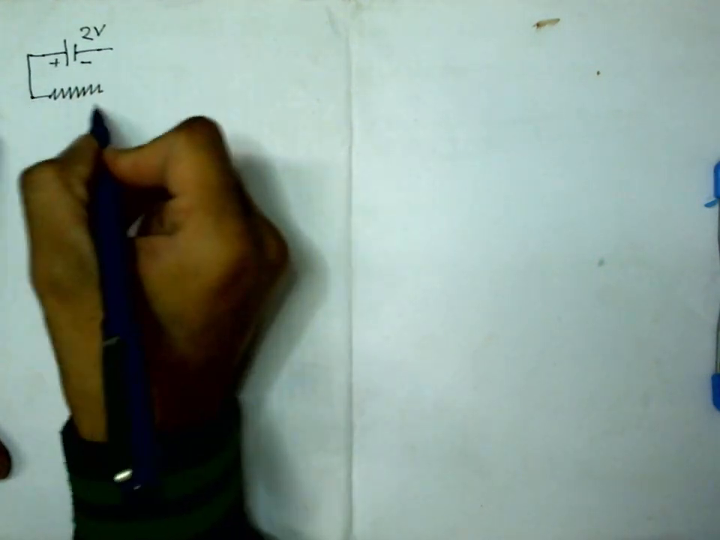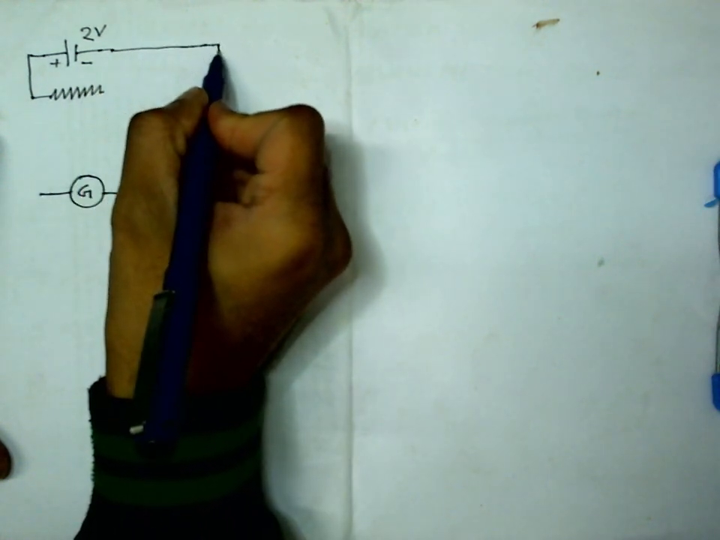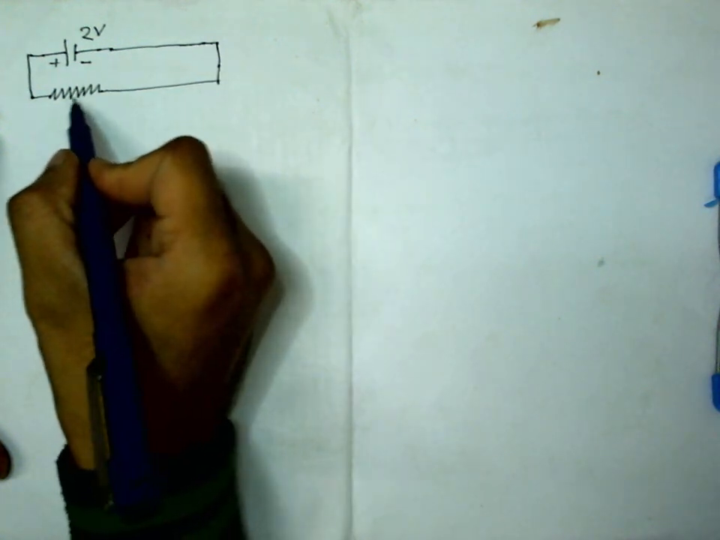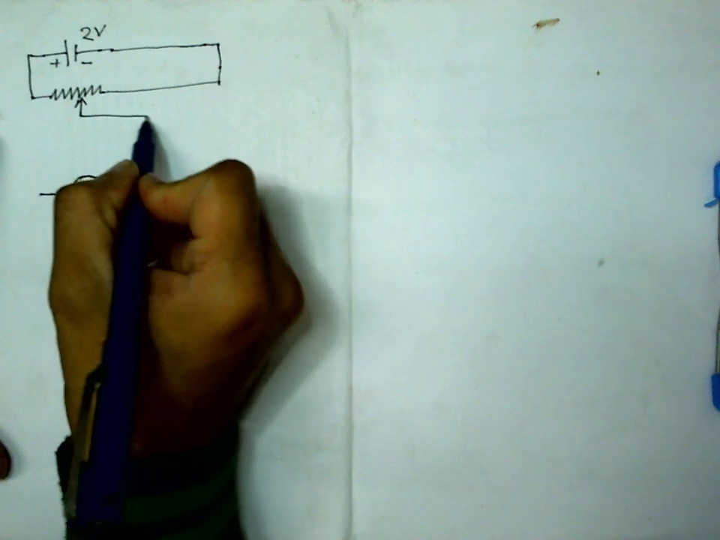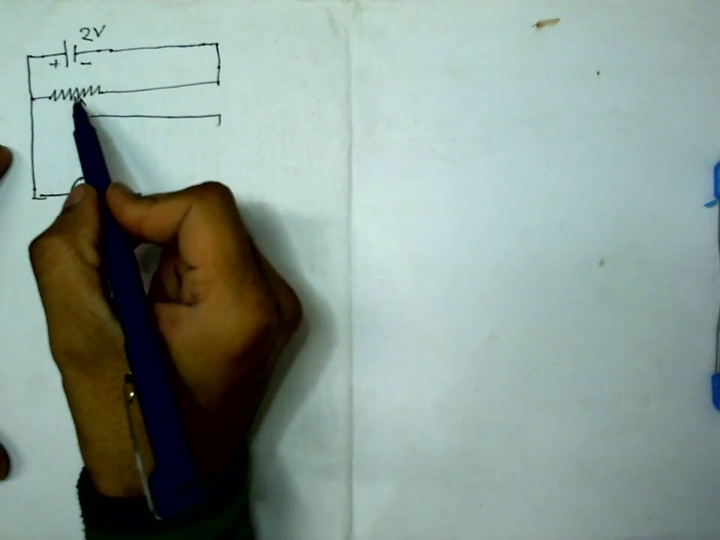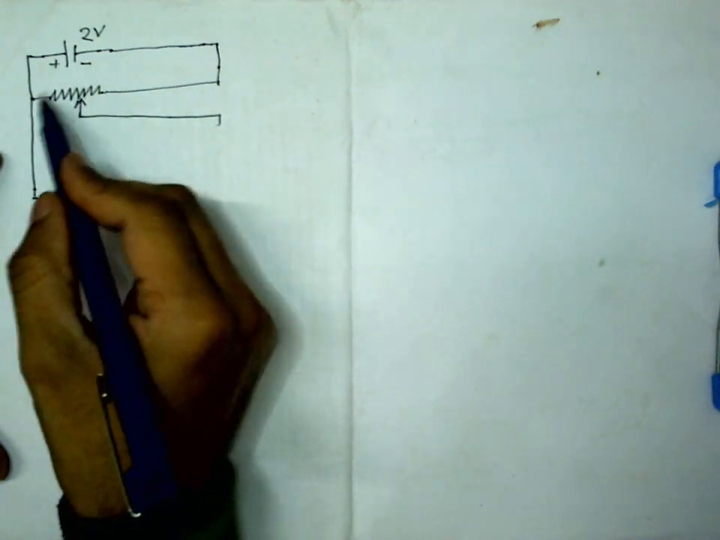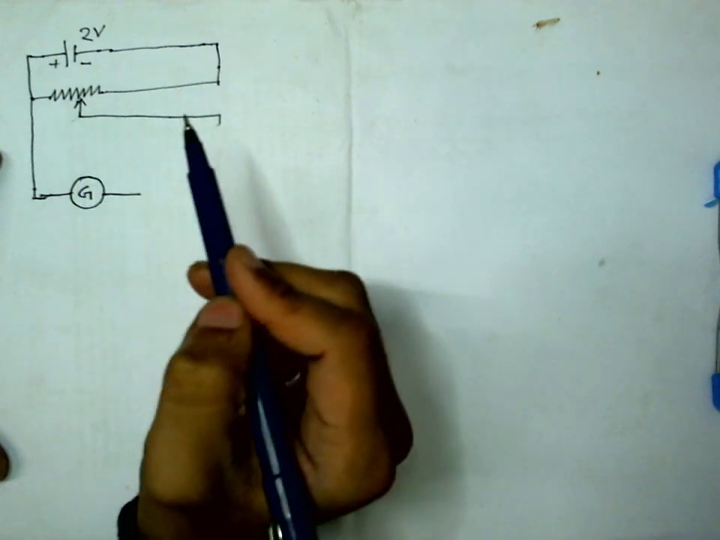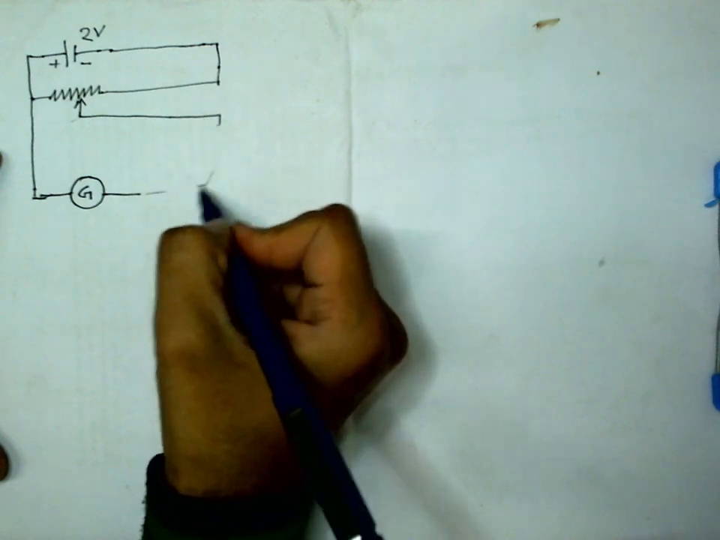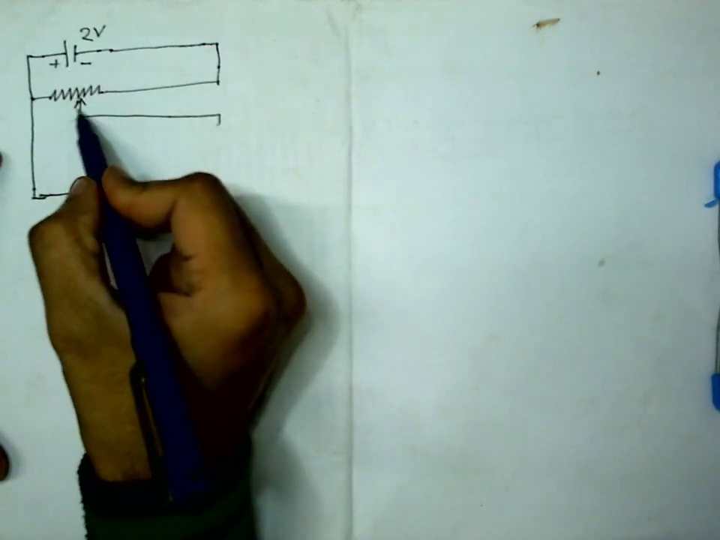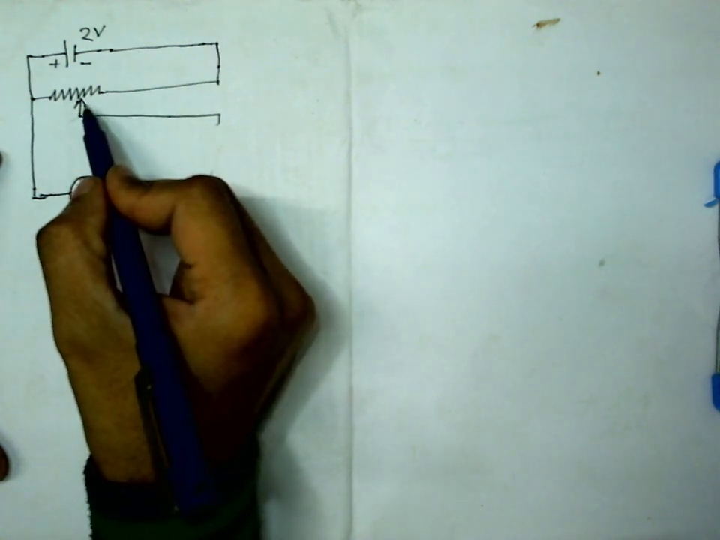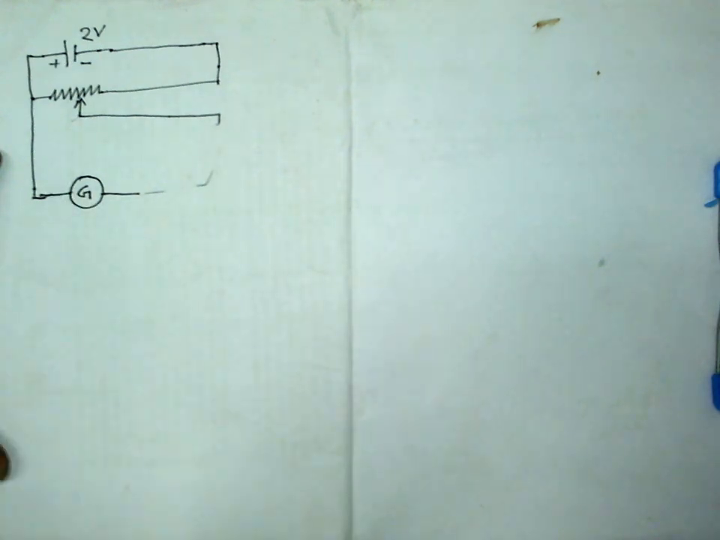So basically, now I'm taking only a fraction of this total 2 volt here, and this I will connect to the galvanometer, the other end. So now, as I move this position, I can change the voltage applied to the galvanometer.